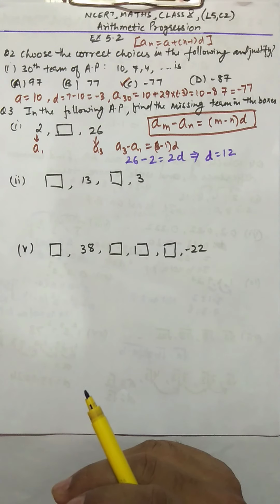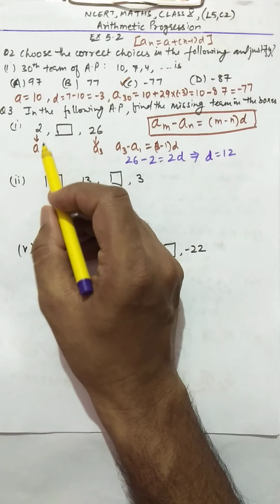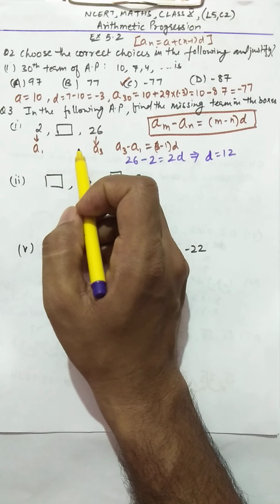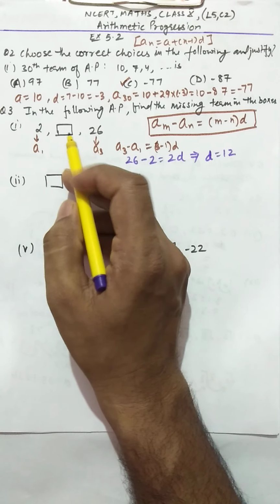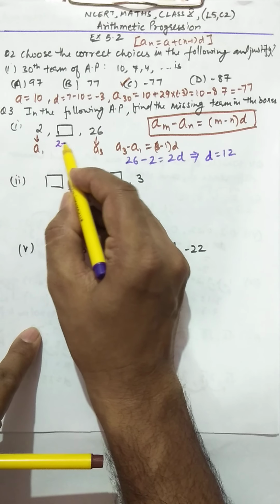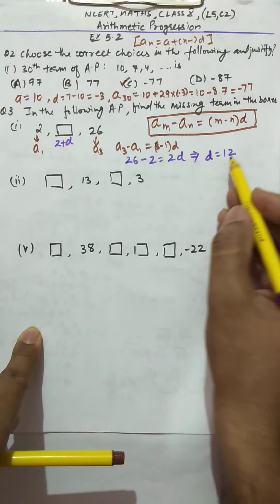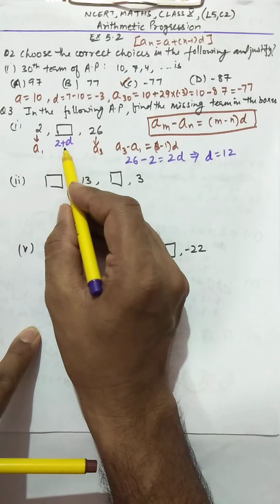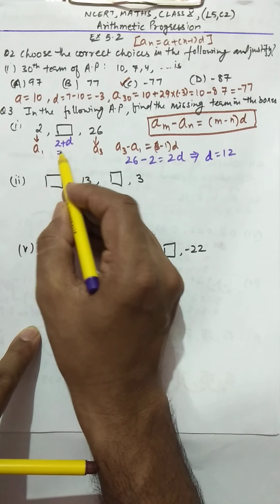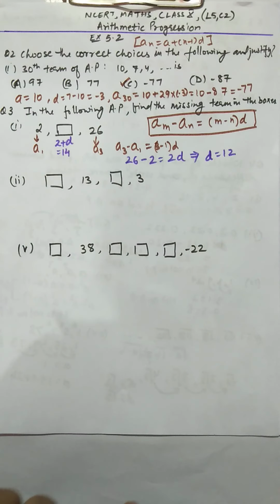Once you get the value of d, this is very easy now. The second term, according to the general term, is a plus d. So this is going to be 2 plus d, because a is 2, so 2 plus 12, and this is going to be 14. So this way you can find all the missing numbers. Now you see the second example.